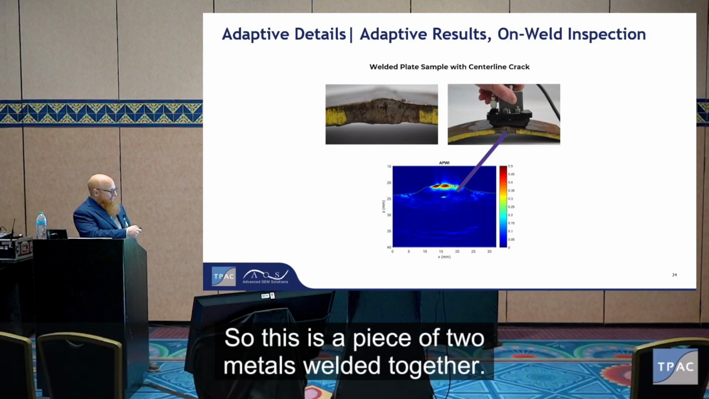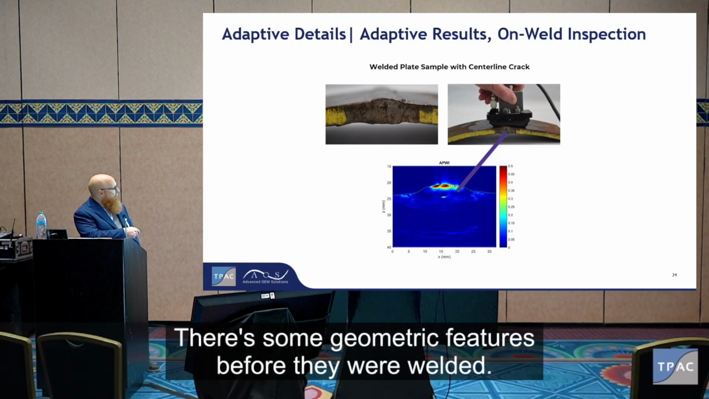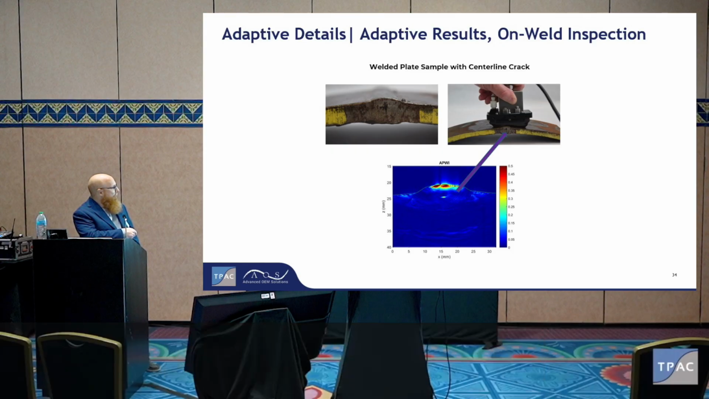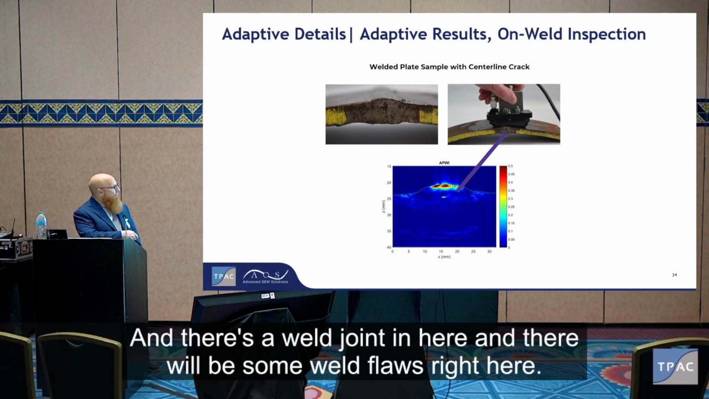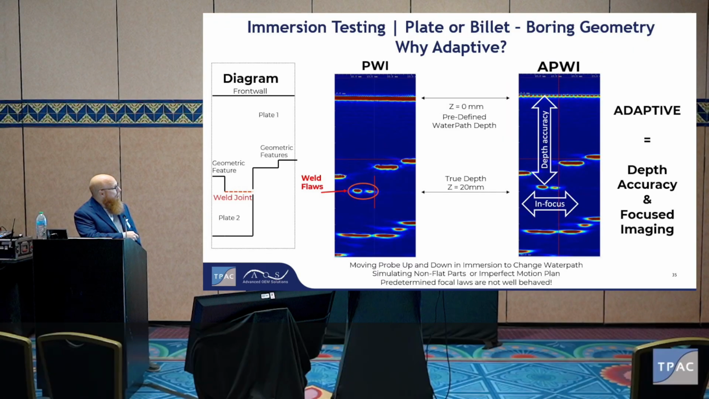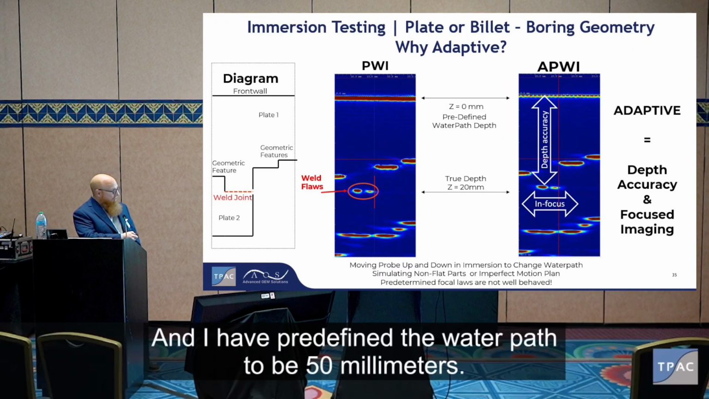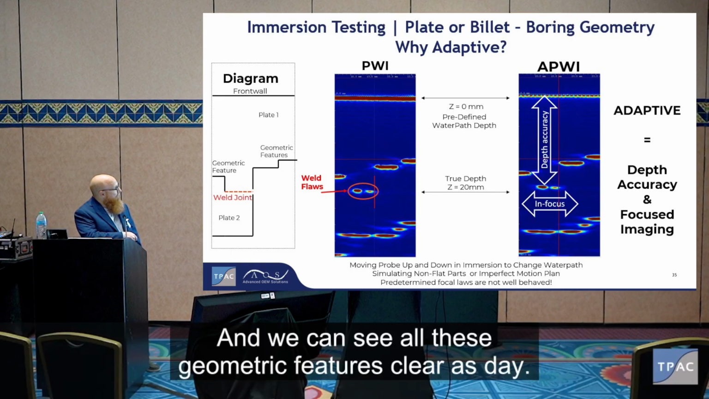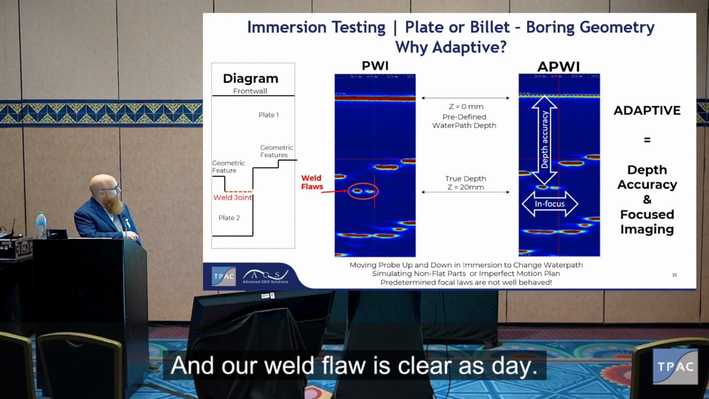So this is a piece of two metals welded together. There are some geometric features before they were welded, and there's a weld joint in here. And there will be some weld flaws right here. I have predefined the water path to be 50 millimeters. And we can see all these geometric features clear as day and our weld flaws clear as day.